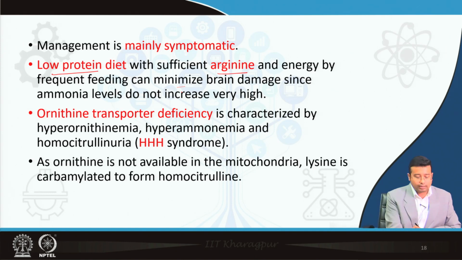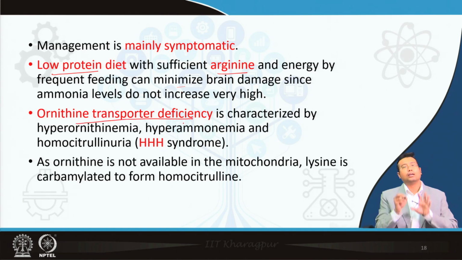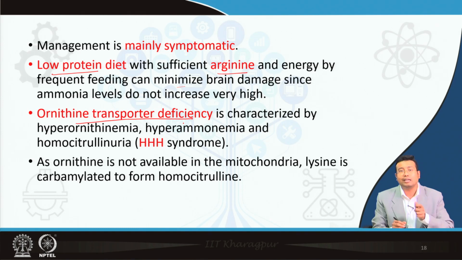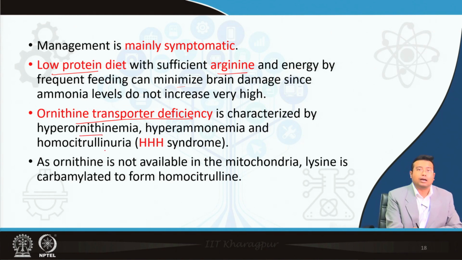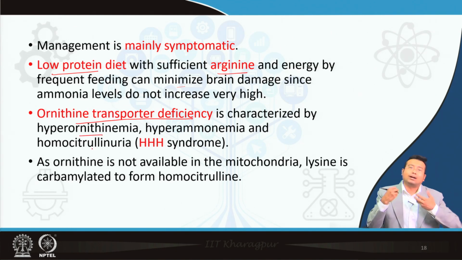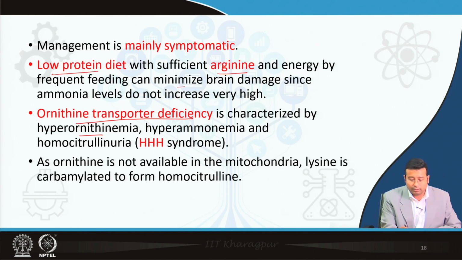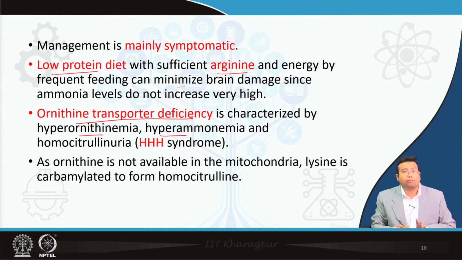I discussed ornithine transporter deficiency. It is a very important deficiency. It is not an enzyme, but a transporter. If it is deficient, what will happen? Ornithine will be accumulated, right. So, ornithine gets accumulated leading to hyperornithinemia. The urea cycle will be hampered. What happens when the urea cycle is hampered? It leads to hyperammonemia. And inside the mitochondria, what happens?